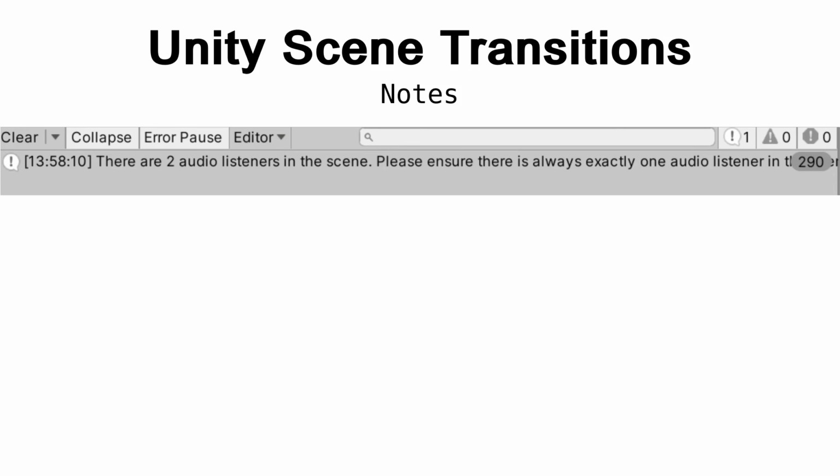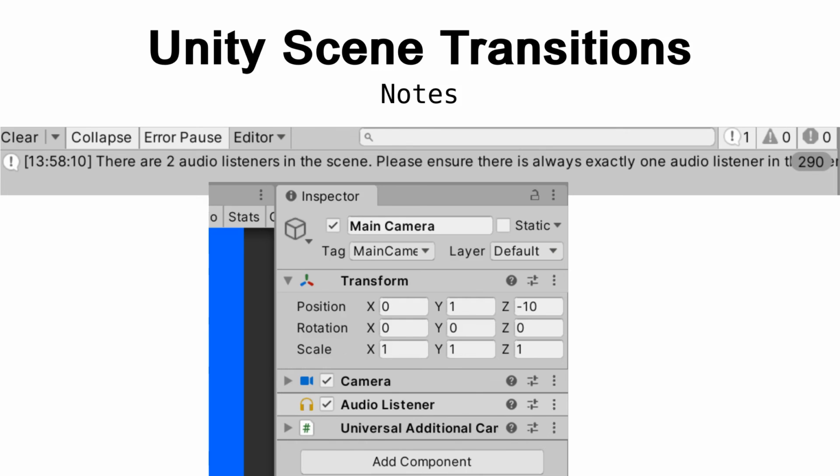By default, you're going to see a lot of "there are 2 audio listeners in the scene." Please ensure there's always exactly 1 audio listener in the scene, because every camera has an audio listener attached to it. So my current solution is to actually have listeners be off by default and only turn them on when the scene has properly finished a transition.